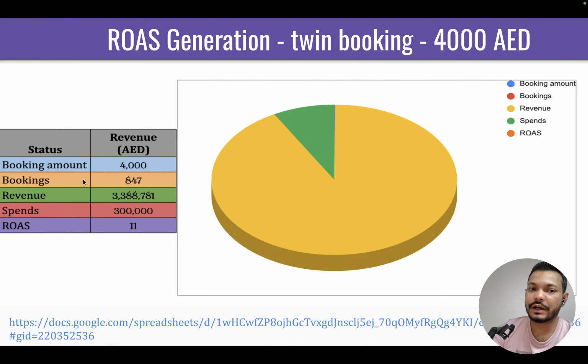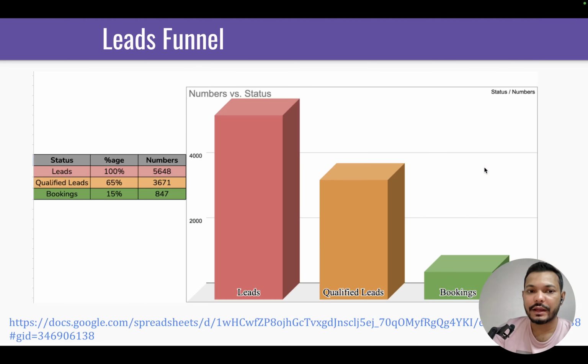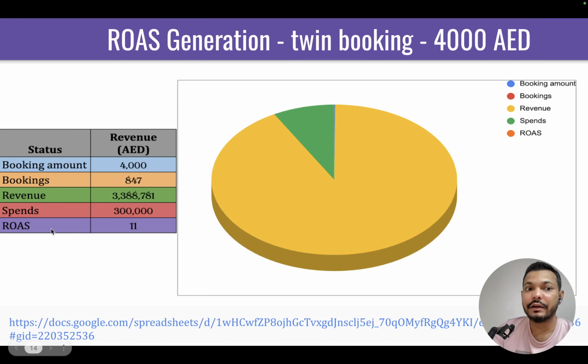The total number of bookings is 847. The revenue is simply bookings into booking amount. So we are talking about generating this amount for this entire plan. The overall spend for leads was 300,000 AED. If I take you back to the budget allocation, you can see we have given the first two budgets to lead generation. And then the return on investment, which is revenue divided by spend, is 11x. ROI is something clients are always looking to know, how much return you generate for them.